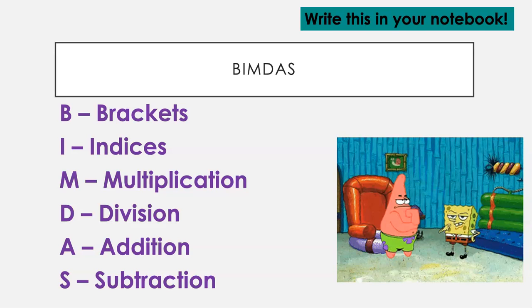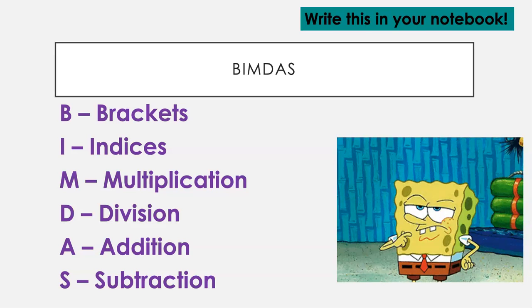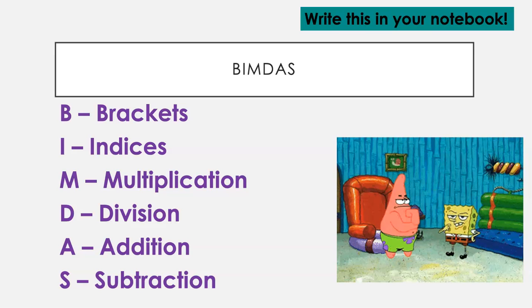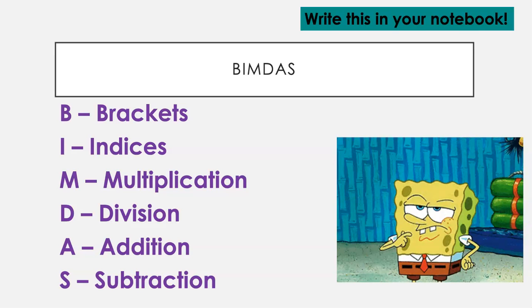Then we do multiplication and division. We can use them interchangeably. And then we do addition and subtraction. Now, if all else fails and everything is the same, aka you've got multiplication and division all in the same number sentence, just go from the left to the right-hand side of the equation. Pause the video if you need a bit more time to write this down.